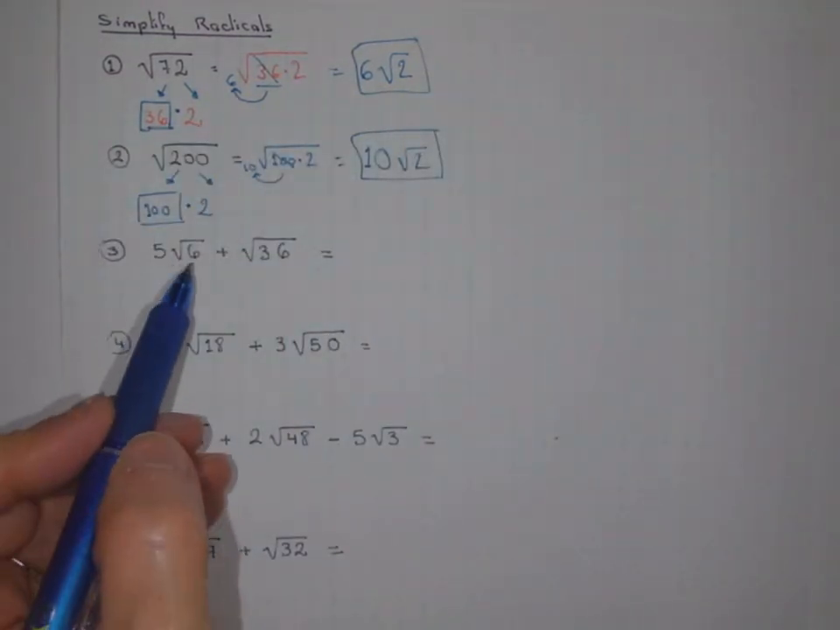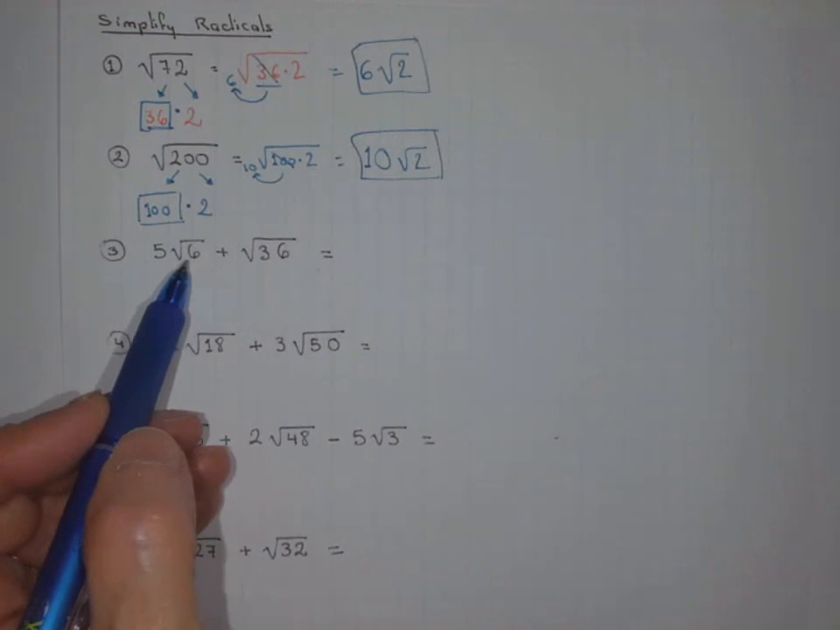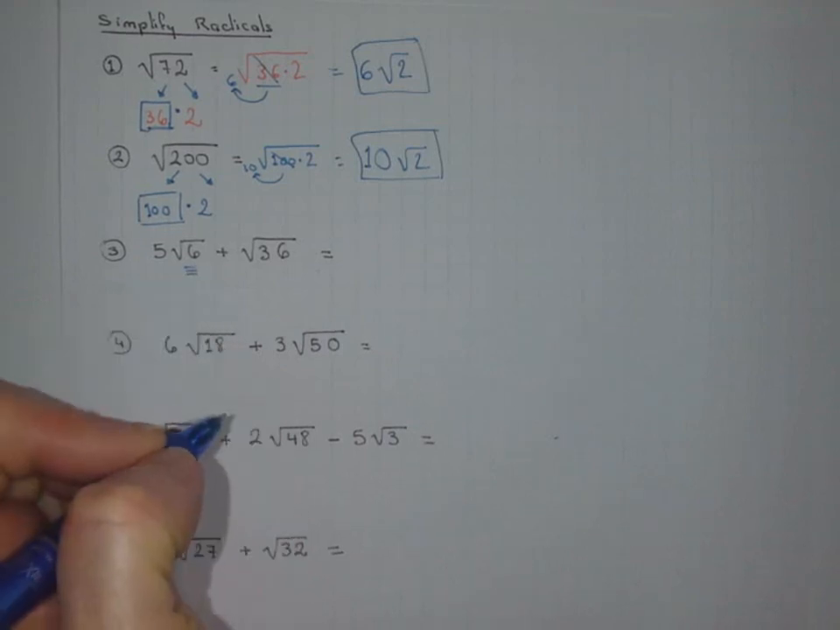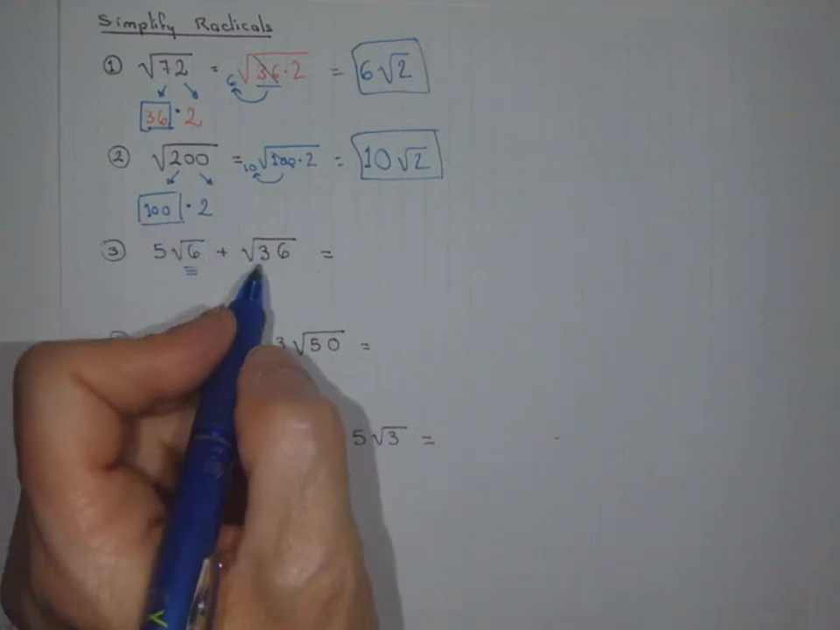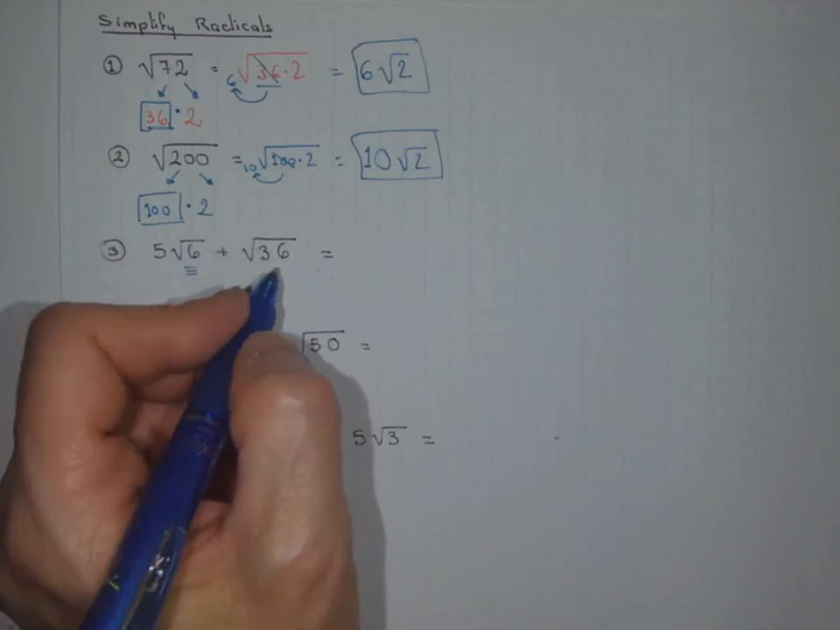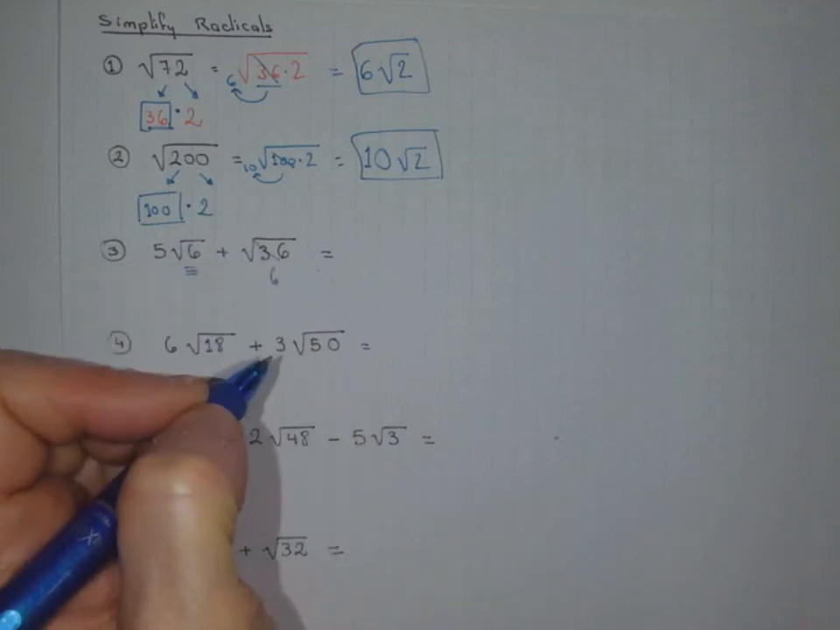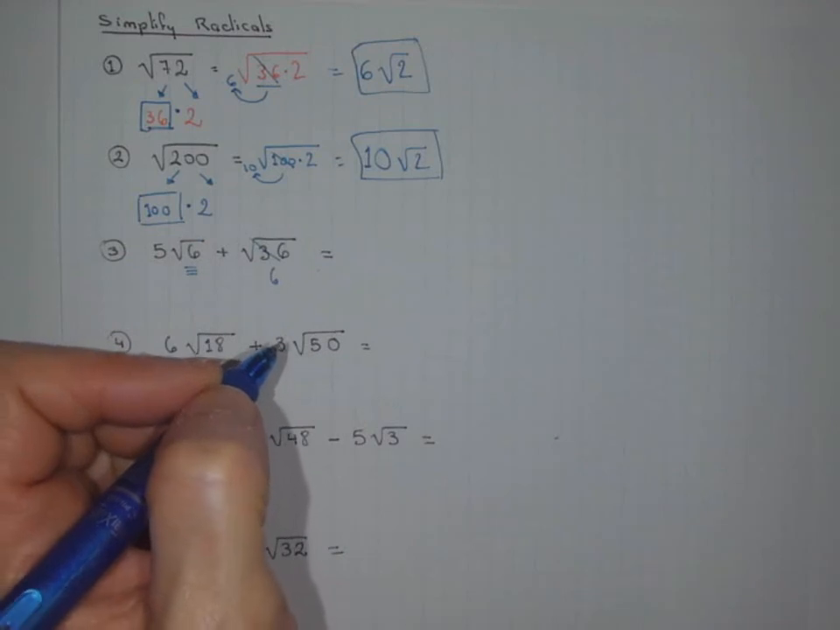Okay? 6. Well, 6 is 1 times 6 or 2 times 3. None of those are perfect squares, which means this is as simple as it can get. We can't simplify that any further. Square root of 36. Well, we know that the square root of 36 is just going to be a 6, right? Not a square root of 6, just a 6.